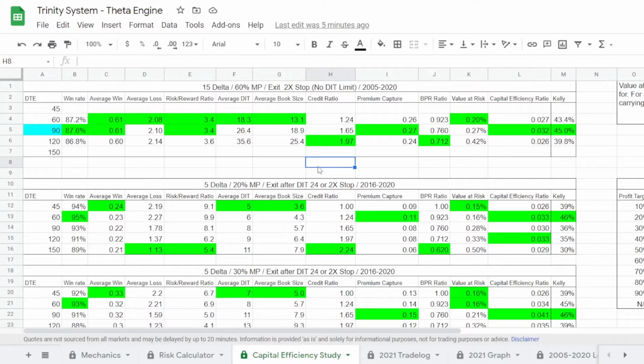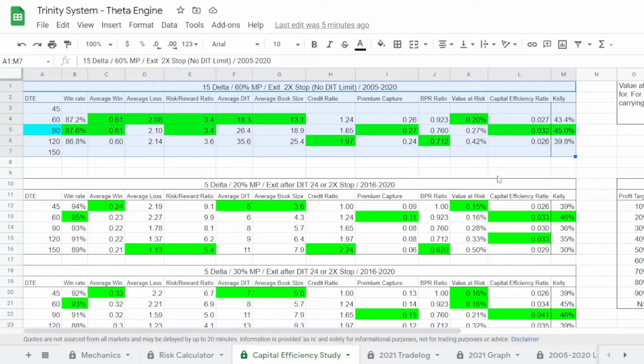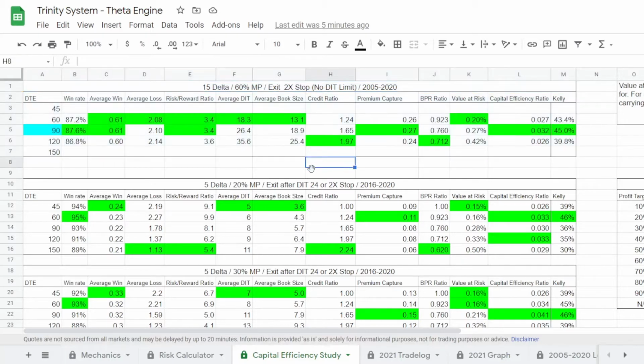So let's actually look at the capital efficiency study first, because I did post a couple of new test results that I've done. If you scroll down to around row 33 and scroll over to the right side, column O and beyond, I have a new table here. You guys are probably familiar with these tables from a little while ago when I first started really pushing the research. And this new table is labeled 15 delta. That hasn't changed for now.